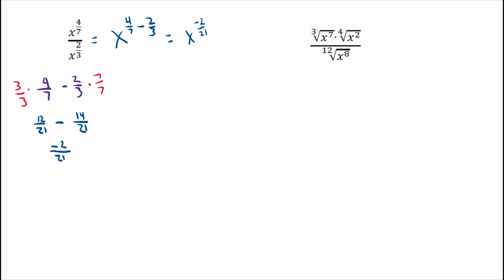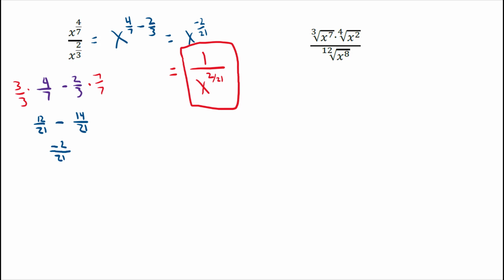But now remember, there's another rule here. We have a negative exponent, and you can't have a negative exponent for your final answer on this. So this just needs to be dropped down to the denominator. In other words, we're going to take 1 over x to the 2/21. So 1 over x raised to the power of 2/21, and this is a simplified fraction for that exponent.